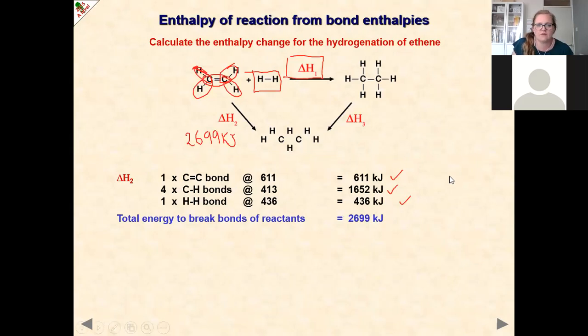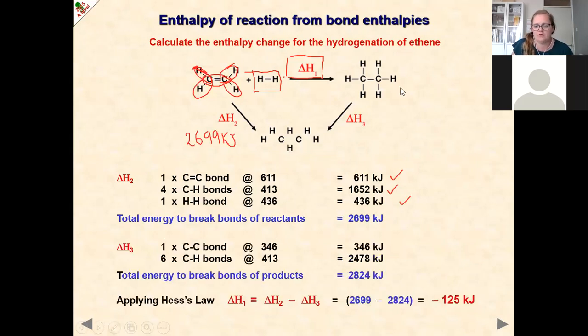Then we're going to work out delta H3. So delta H3, exactly the same as before. We've got one carbon to carbon bond, which is 346, and then we've got 1, 2, 3, 4, 5, 6 carbon hydrogen bonds at 413. Multiply that by 6. Again, these values would be given to you in the exam. You just need to pick out the right amount of them that you see in the images.